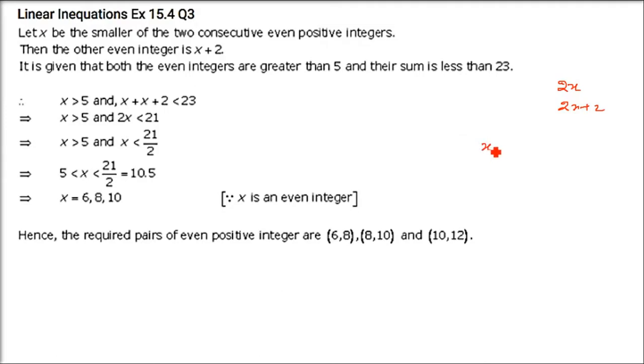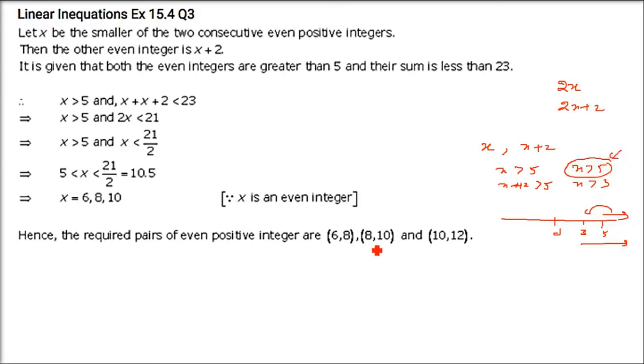Take x, the first number is x. It has to be consecutive, so the next is x plus 2, as we did in earlier questions. Always add 2 so that you get the consecutive even positive integer, both of which are larger than 5. So x is greater than 5 and x plus 2 is greater than 5. So x is greater than 5, x is greater than 3. If a number is greater than 5, it is already greater than 3. So we'll take x greater than 5.